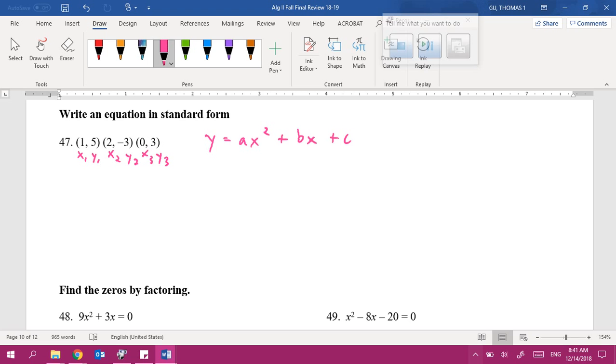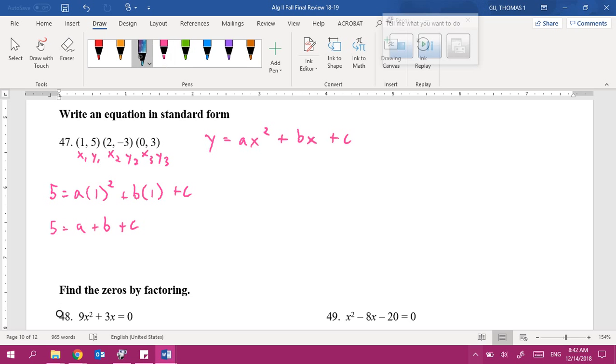So for my first point, I've got 1, 5, right? So what's the y value on that 1, 5 point? 5. So I plug it into my standard form equation. It's going to be 5 equals a times, what's x? 1 squared plus b times x again, which is 1 plus c. And so if I simplify this, it's going to be 5 equals a times 1 squared. What's 1 squared? 1. So this just becomes a. And then what's b times 1? B. Plus b plus c. So this is one equation. 5 equals a plus b plus c. So that's one of them.